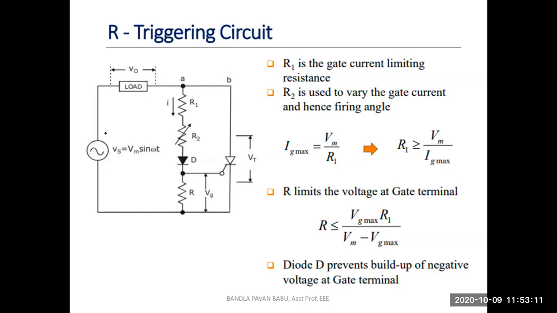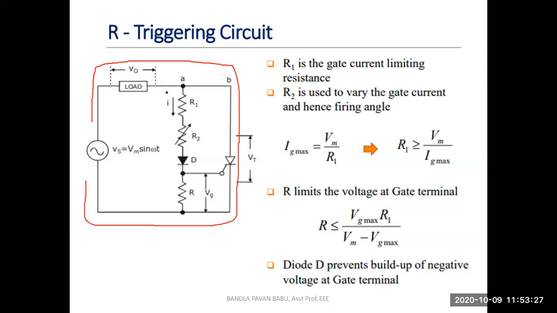See, soon after the switch is closed, the load current will flow through input to load, across the thyristor, to the source. So this is the current flow direction. All this resistance will be biased here when the switch is completely closed. So that's about the circuit operation of the R triggering circuit.